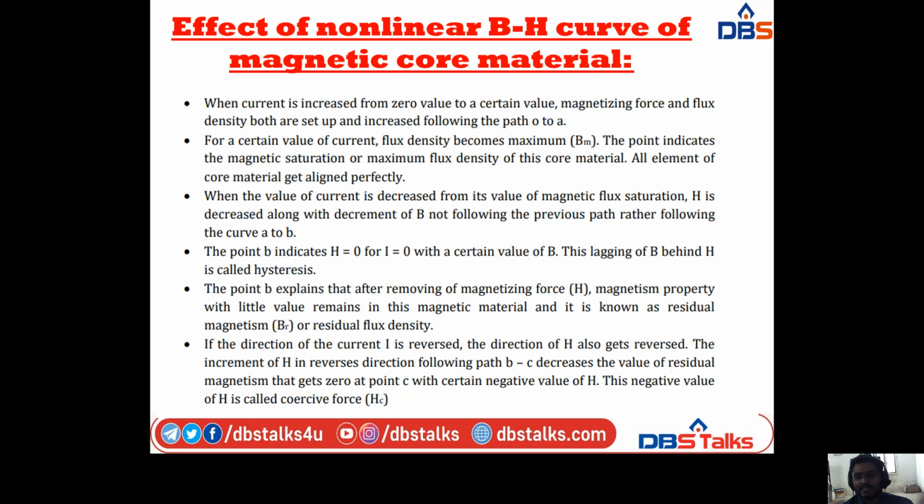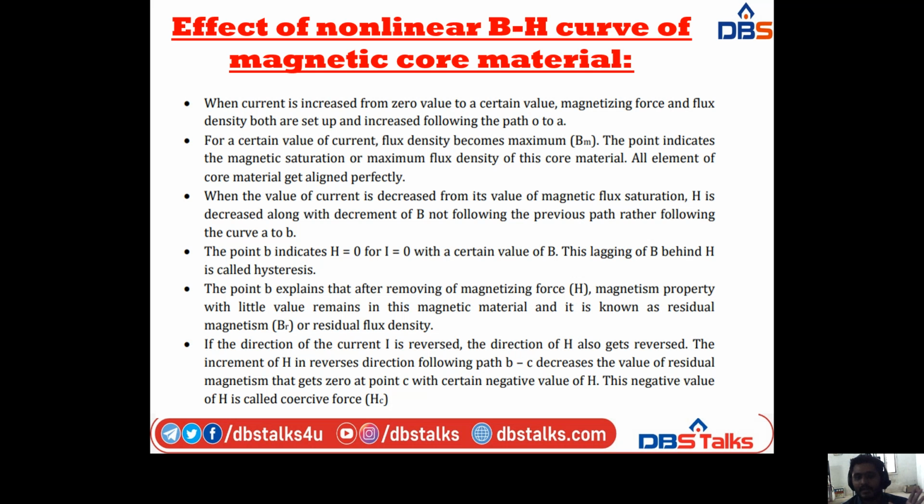The point B indicates H is equal to 0 for I equal to 0, with a certain value of B. This lagging of B behind H is called hysteresis. The point B explains that after removing the magnetizing force H, a little magnetism remains in the magnetic material, known as residual magnetism, that is Br, or residual flux density Br.